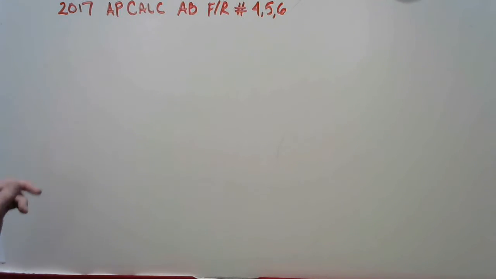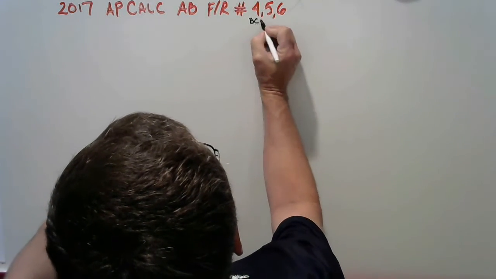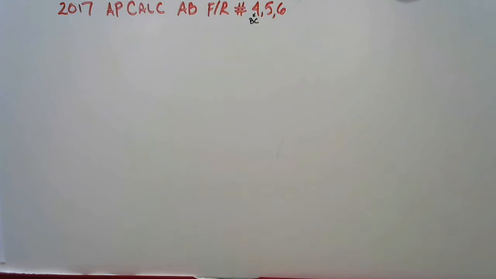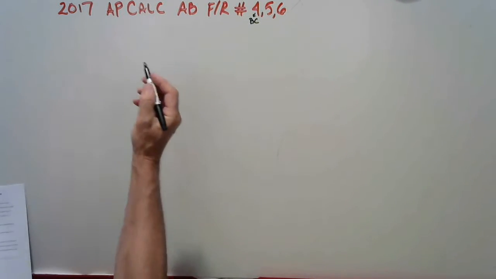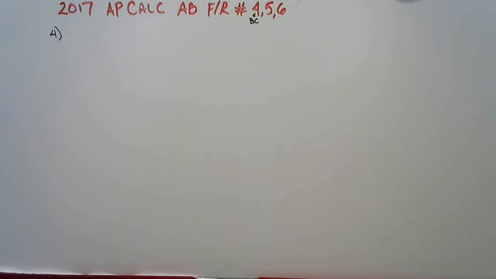Okay, as you can see, this is the video for the 2017 AP Calc AB free response 4, 5, and 6. Now, BC students, this question right here, number 4, is also on the BC test. So this video will handle your question number 4 as well. So question 4, which is going to be therefore on both tests, is a differential equations problem.